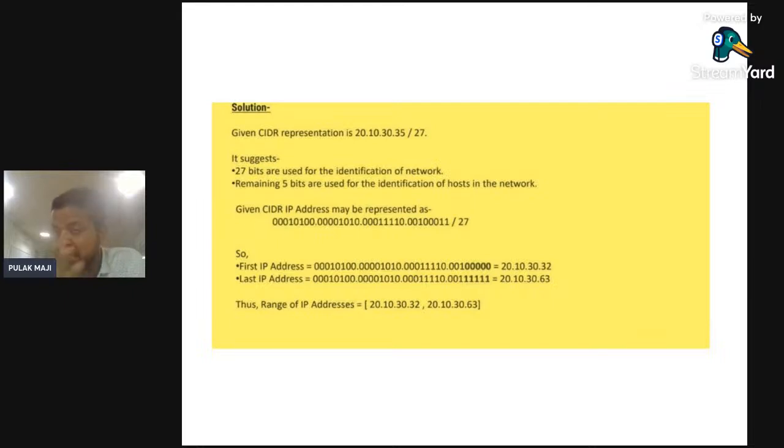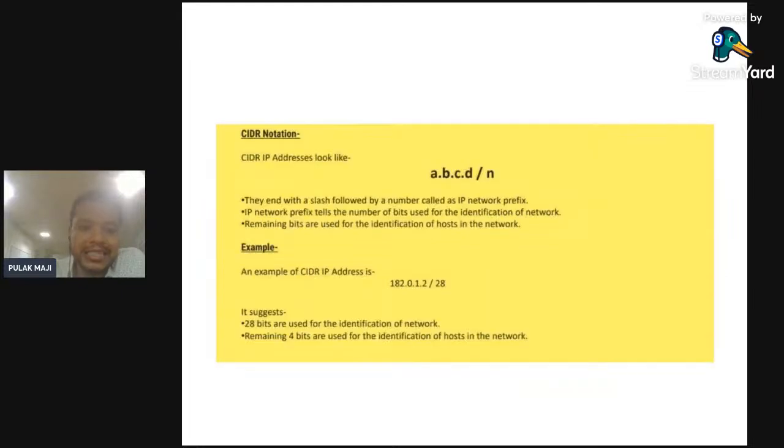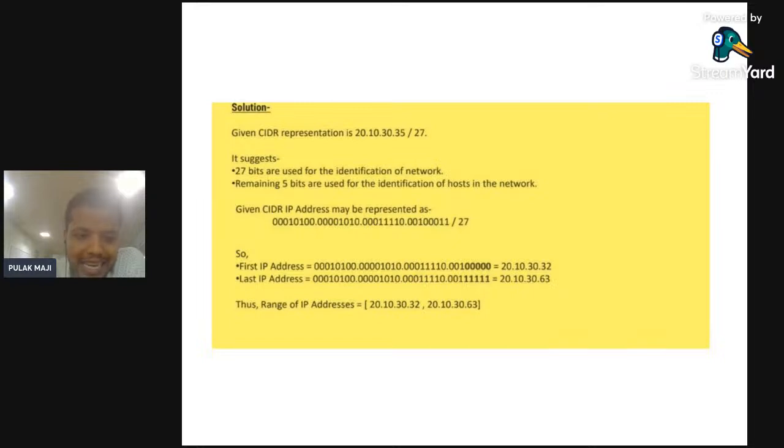Then how can I borrow? See the solution. First of all, they open this 20 in 8-bit format, then 10 in 8-bit format, then 30 in 8-bit format, then 35 in 8-bit format, and last is 27. Now 27 means the number of network bits. We take 8, 8, 8, that is 24, but we need 27. So 3 more bits are required.